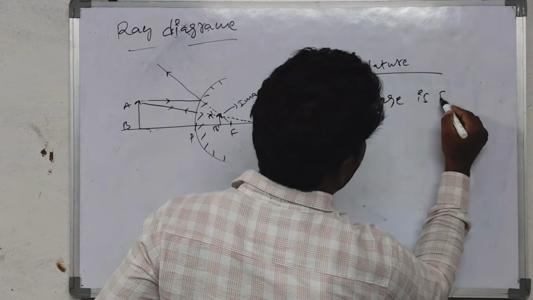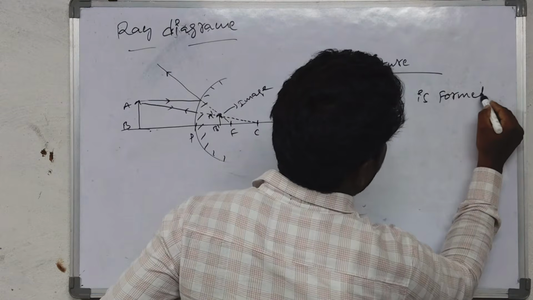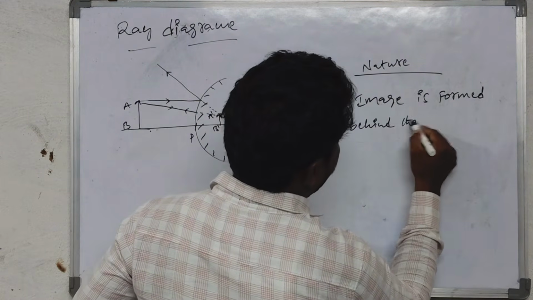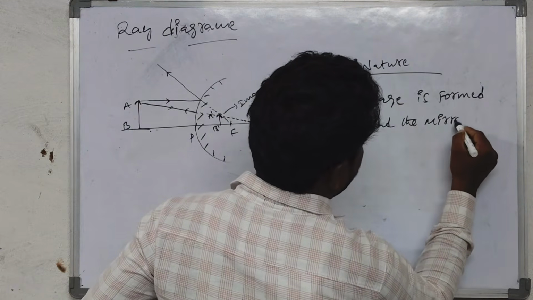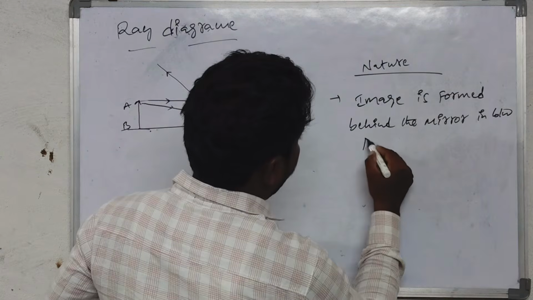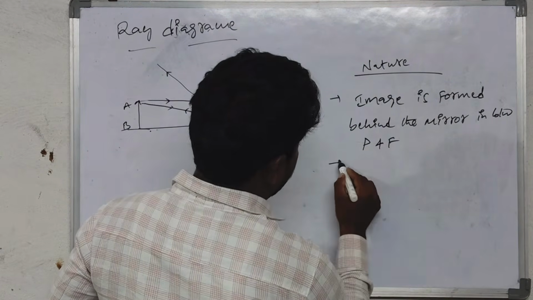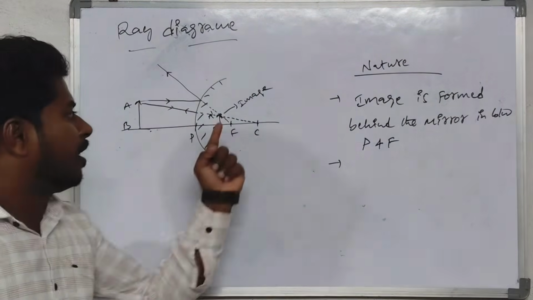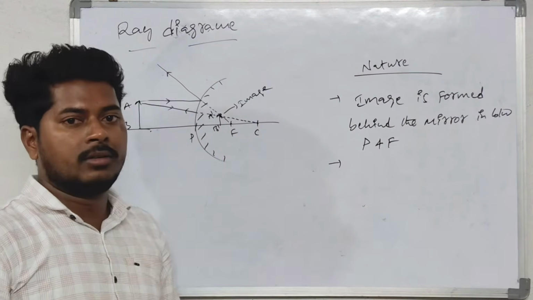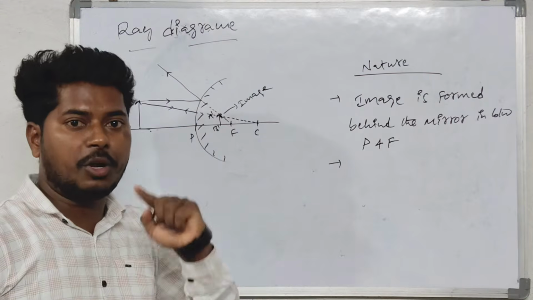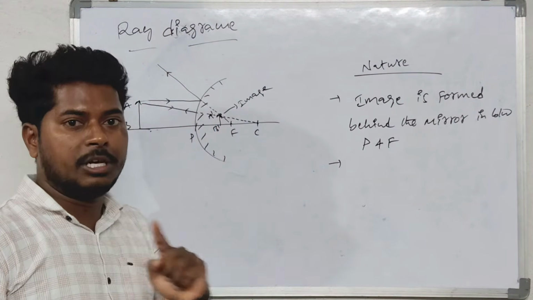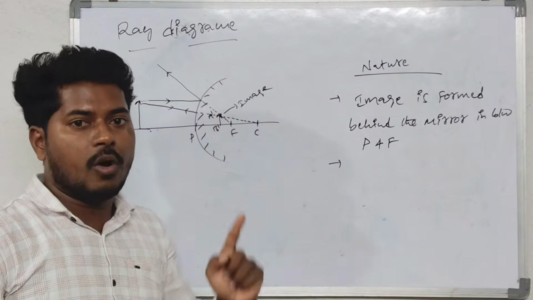Image is formed behind the mirror, in between pole and focus. Here, reflected rays do not really meet at this point. So imaginary lines or dotted lines intersect at this point. That's why this image is virtual.